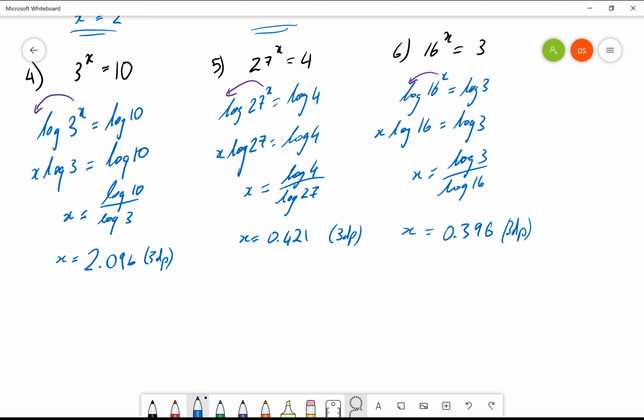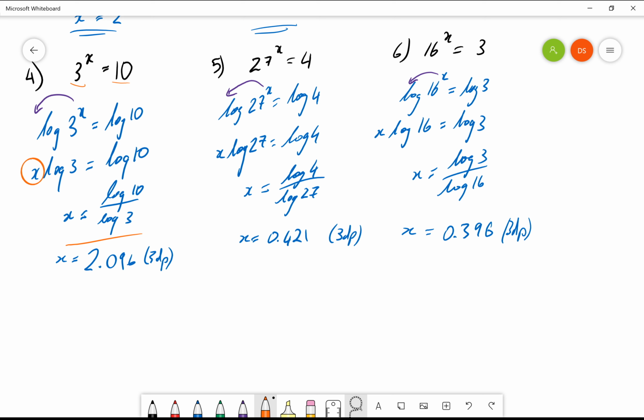I sort of want us to realize that once we put a log at the front of these, it lets us bring the power to the front. And once we've brought the power to the front, we can just divide by log. Doesn't really matter what log is. Don't worry about the thing, but we're asking what is the power of 3 that gives you 10, and we can just use our calculator in this fashion to get the answer. But algebraically, if we want to make x a subject, we have to use this thing called logarithms.